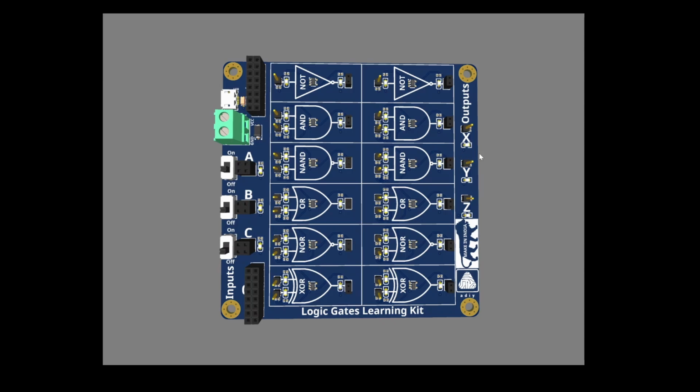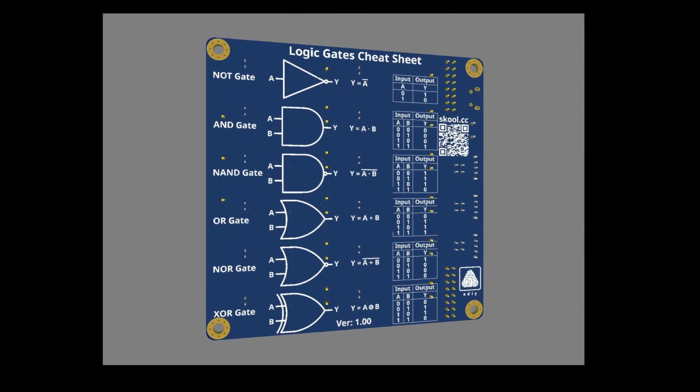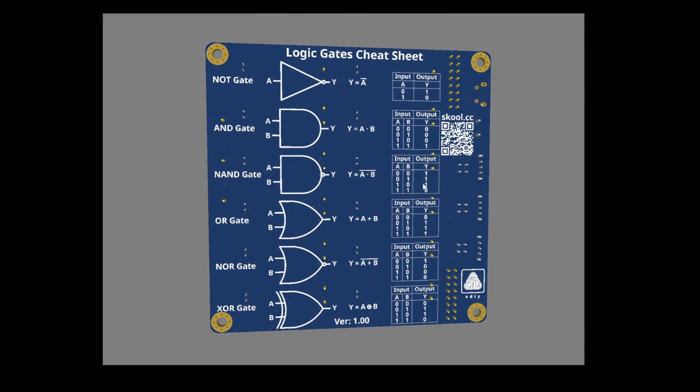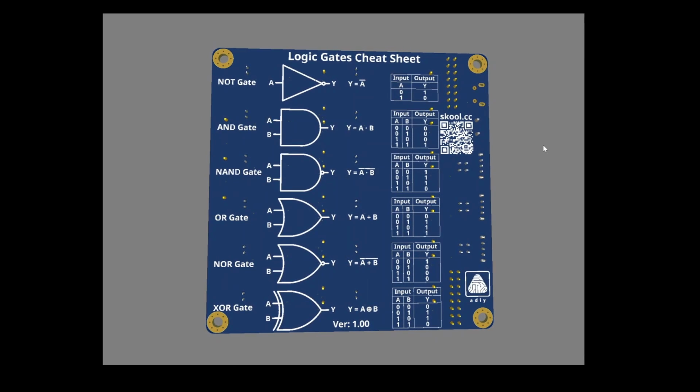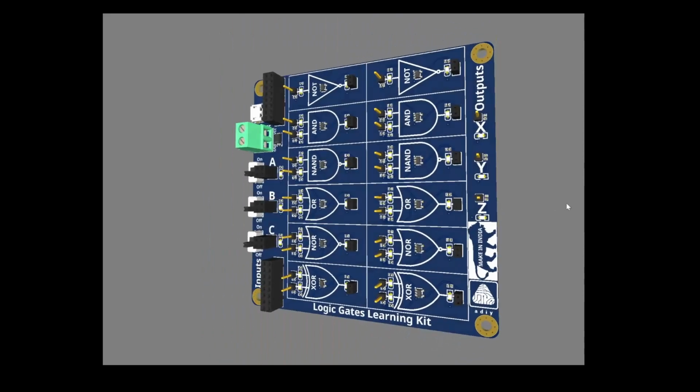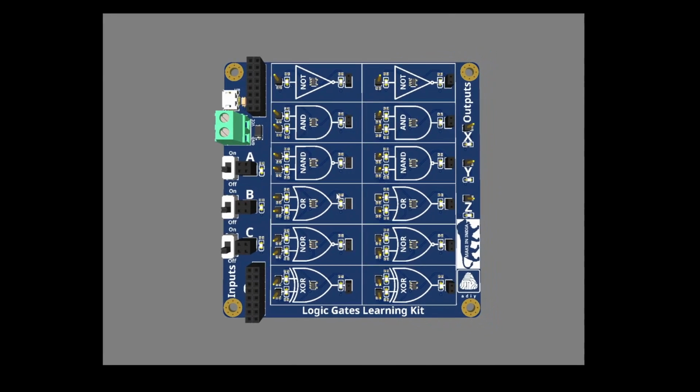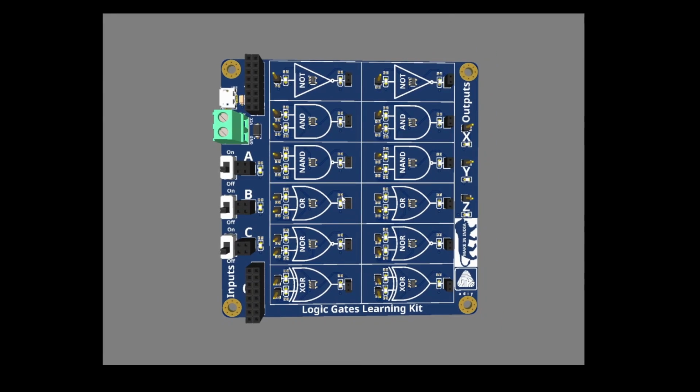and learn Boolean operations. On the back, you have a cheat sheet of all the truth tables of these gates, so you don't have to look anywhere, you can simply reference it on the back. And if you want to learn more, you can simply scan this barcode and go to the documentation where we have a little more detail on binary arithmetic and logic gates.